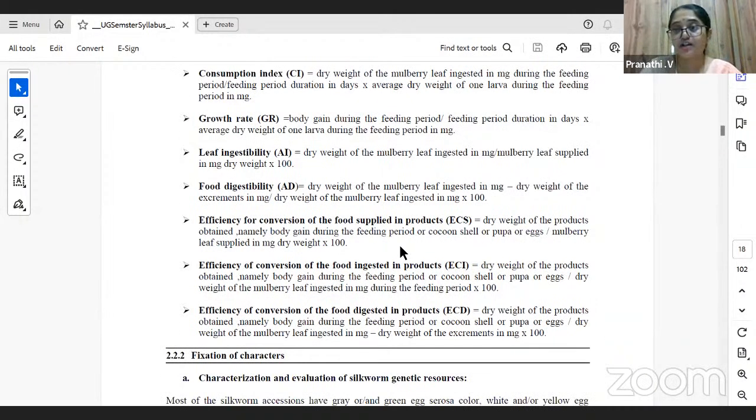Now, how efficient is your digestion? This is going to be the efficiency of conversion of the food supplied into the products, which is ECS. That is the dry weight of the products obtained, namely the body gain during the feeding period, or the cocoon shell, or the pupa, or the eggs, divided by the dry weight of the mulberry leaf supplied in milligrams, into 100.